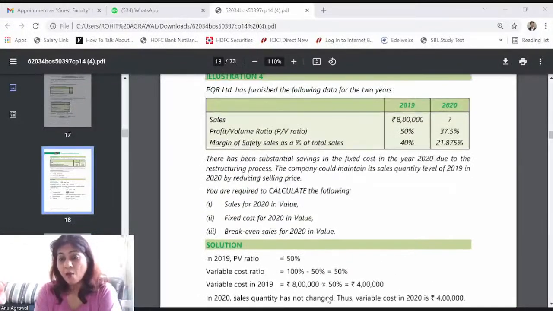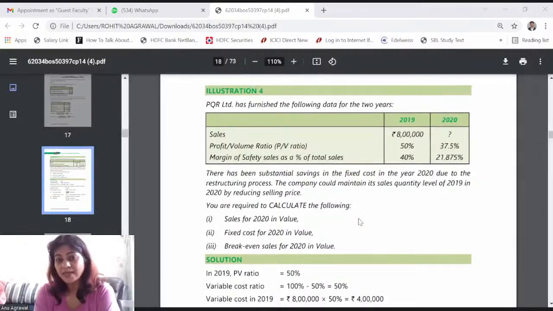How I did the sum? When I did the sum, my fixed cost was coming out to be 2,40,000. I was wrong somewhere. Was I wrong somewhere? I need to find it out. Yes. Okay. Out of this 8 lakhs of sale, 40% is my margin of safety. Yes. That means out of this 8 lakhs, 3 lakh 20.